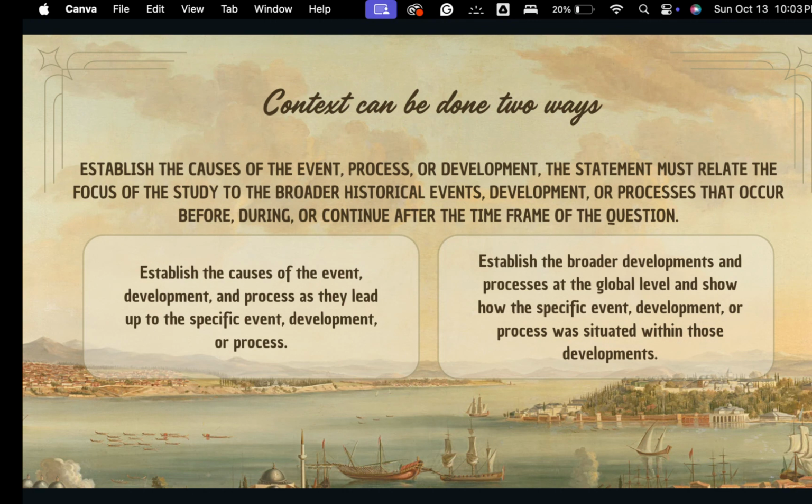So in this way, and remember, there's 2 ways to earn context. We want to establish the causes of the event, development, or process as they lead up to the specific event, development, or process. And we want to establish the broader developments of the process at the global level to show how the specific event, development, or process was situated within those developments. This is a fancy way to say, like I said before, describe the setting on the left and explain how the topic is connected on the right.